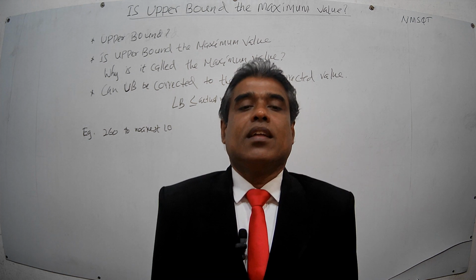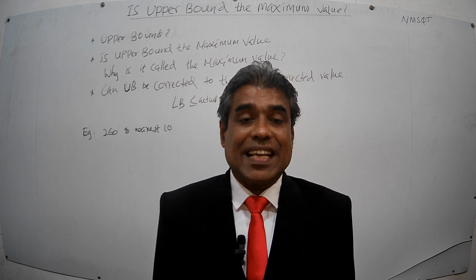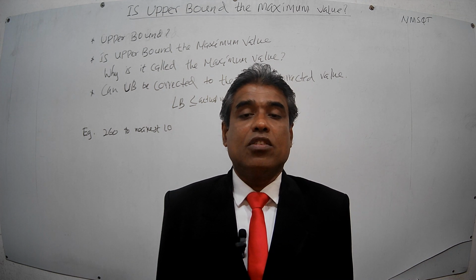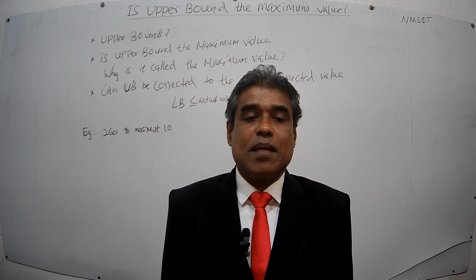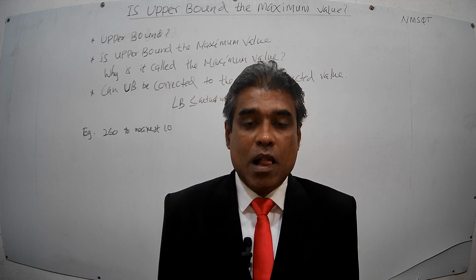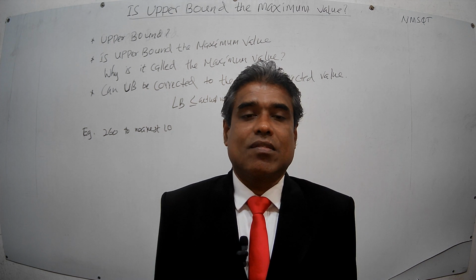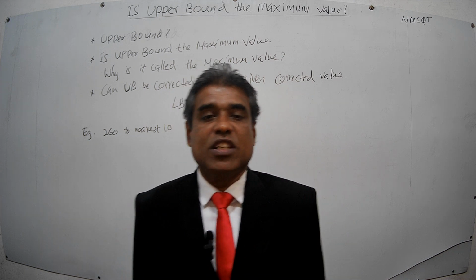Once again, the 3 points that we discussed. First one is upper bound, the maximum value. Second one, why is it called maximum value? And can the upper bound be rounded to the given corrected value? So those are the 3 points that we discussed in this video.